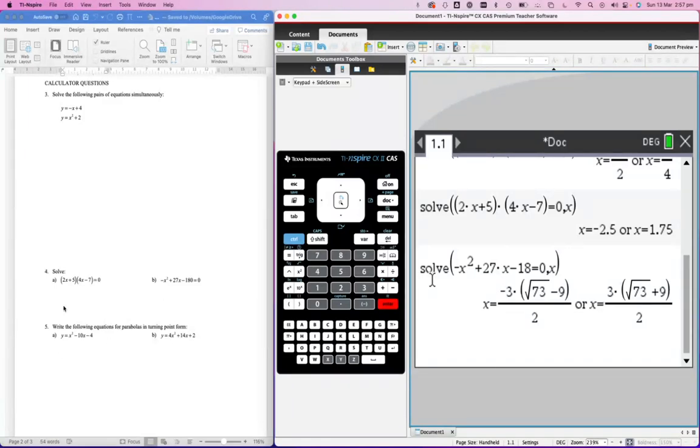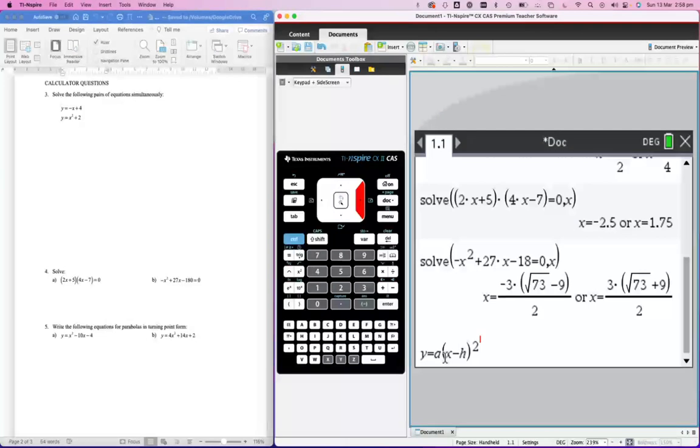Question 5, write the following equations for parabolas in turning point form. And remember, turning point form means, I'll just type it in here, I don't know how well it will look, y equals a outside of (x minus h) all squared plus k.